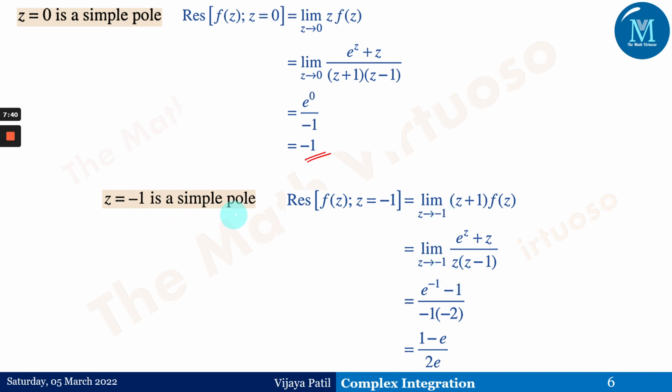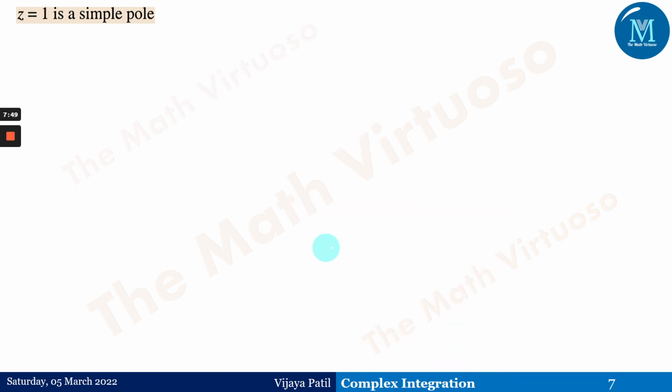So z equals minus 1 is a simple pole. Again, this is the same way we have done it. Pause the video, try to get the answer as what I am getting on the screen. Again, z equals 1 is a simple pole.